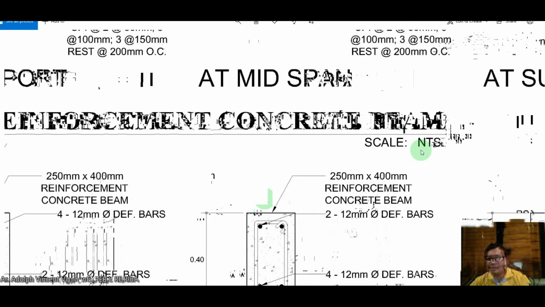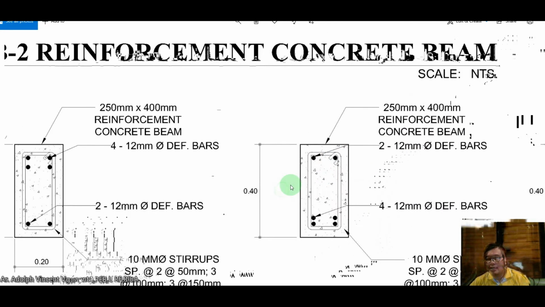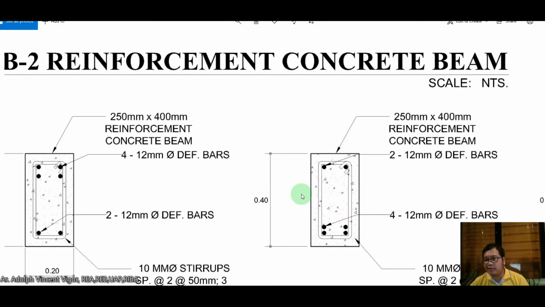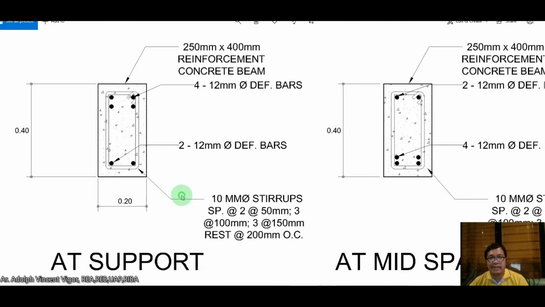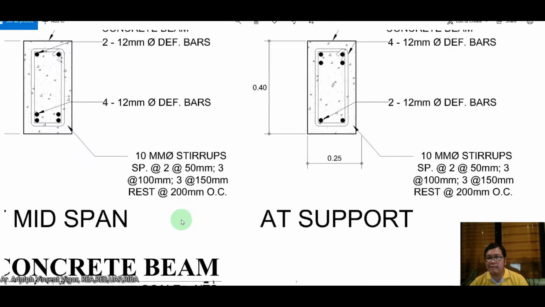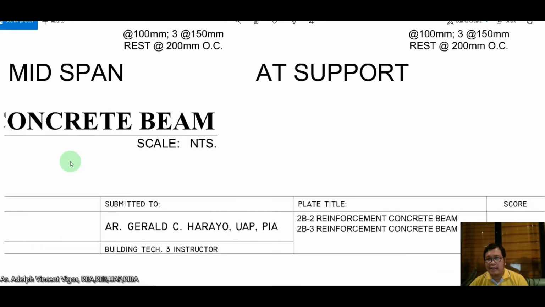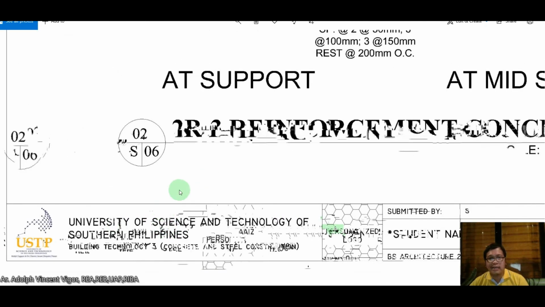So NTS means it's not drawn to scale. So there are times that you don't draw it in scale. What's important is that the ones reading the plans understand what they're going to implement in the site. I think the same could be repeated for this one. So this is a fairly easy exercise.